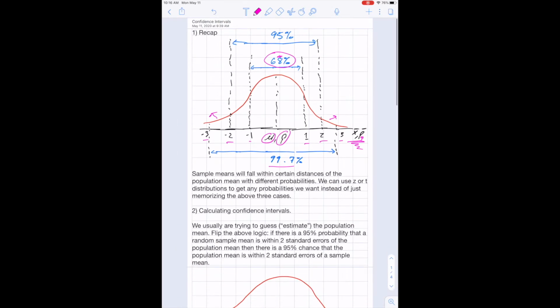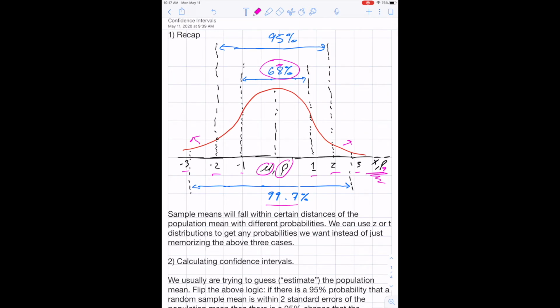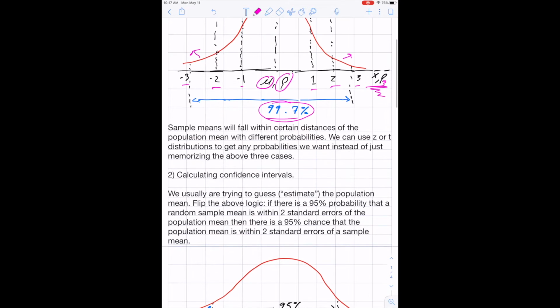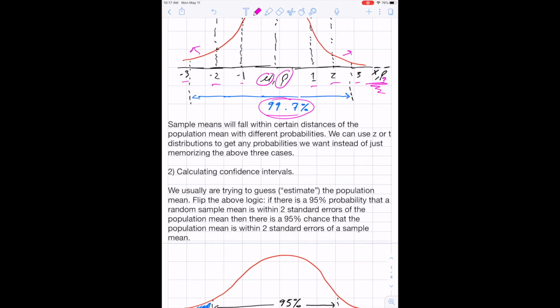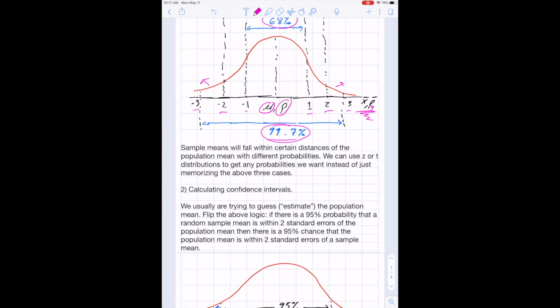So this is just an example of that, right? With increasing probability, we get farther away. If we widen the target, there's a higher probability we land in there. Like for this example, we have a really wide range, 3 standard errors, so we get almost all of our observations within that range. Now we can use z or t distributions to get any probabilities we want instead of just memorizing these 3 cases. In the last video we did that, right? We picked different ranges and we were able to calculate the probabilities of landing in those ranges by using z statistics. And we could do the same thing with t statistics.